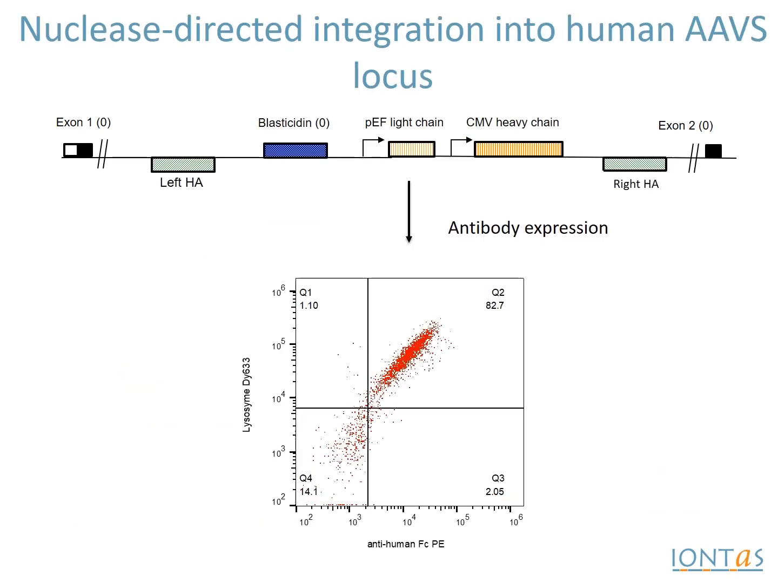So in this experiment we've used the donor plasmid shown in the previous slide encoding an anti-lysozyme IgG molecule and co-transfected along with a couple of TAL nuclease plasmids directed towards the AAVS locus, transfected into suspension HEK cells which have been drug selected for a couple of weeks, and we're now doing flow cytometry staining with anti-Fc antibody shown on the x-axis and labelled lysozyme shown on the y-axis, and you can see that the majority of cells are indeed expressing a functional antibody, functional IgG on their surface, with something like 83% of cells being double positive.